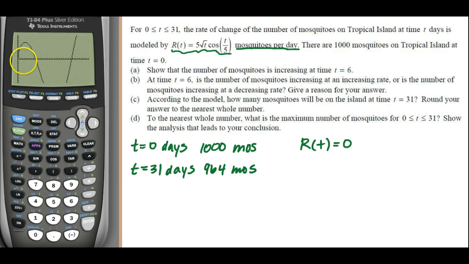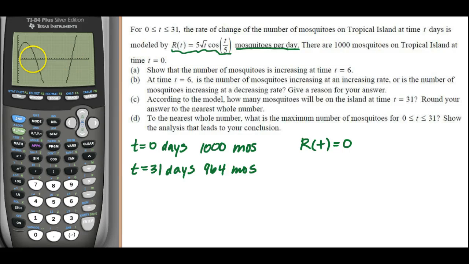Alright, so we have a pretty good picture. We don't have the entire picture, but we do have where r of t equals 0 clearly shown. So there's two places where this function r of t equals 0, this derivative equals 0. So we have two critical points right about here and right about here. Now, normally we would have to check both critical points, but we are trying to find the maximum number.